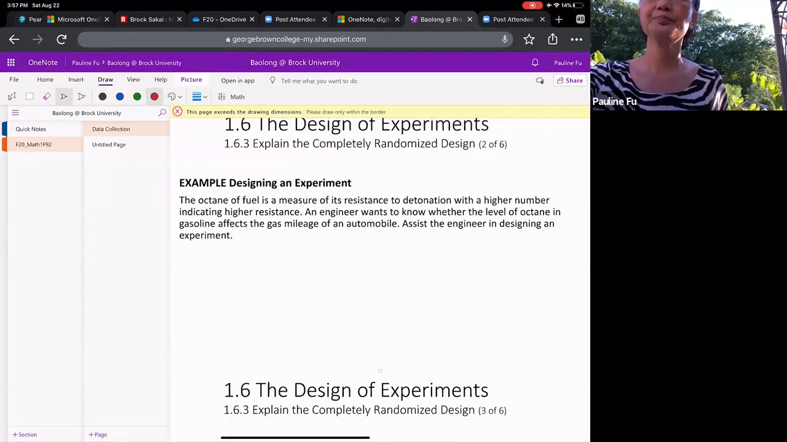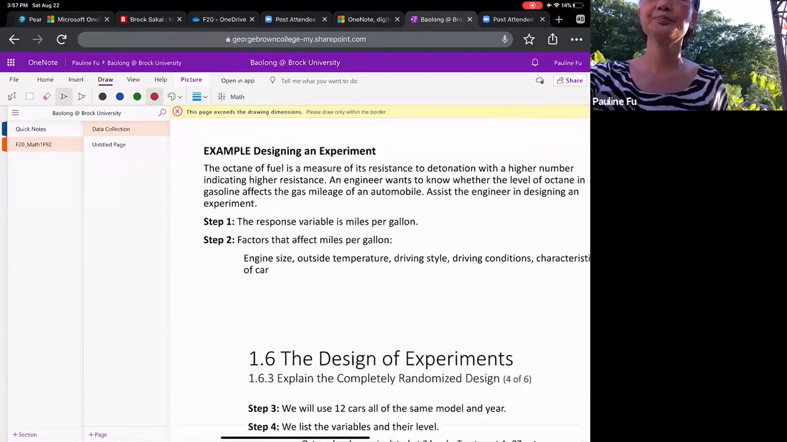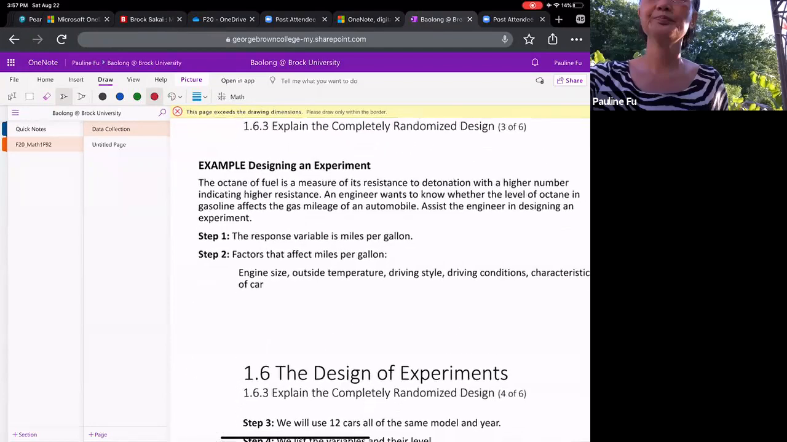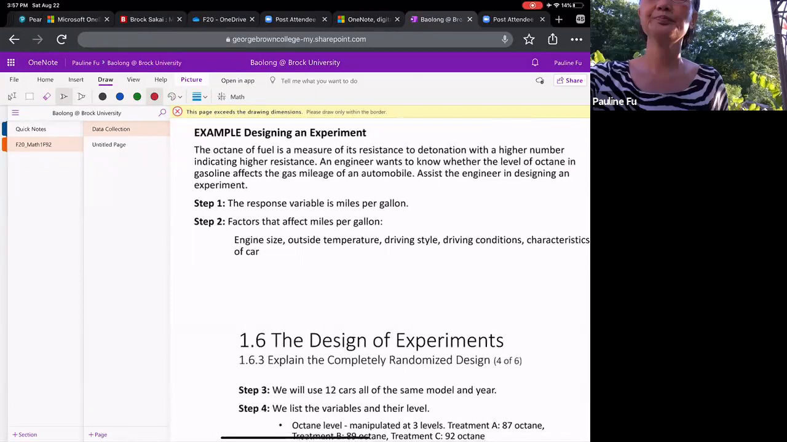So how do we design an experiment? In this example, step one, we need to identify the objective. Okay, what we are going to accomplish in this experiment. We want to see the miles per gallon. Okay, so we want to identify the response variable. Okay, Y, the vertical Y variable. So Y.